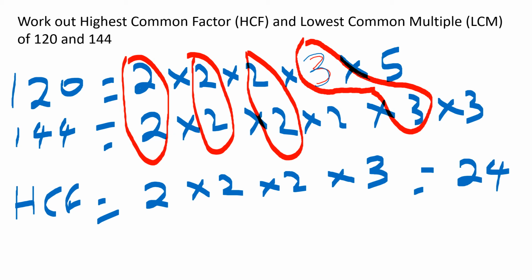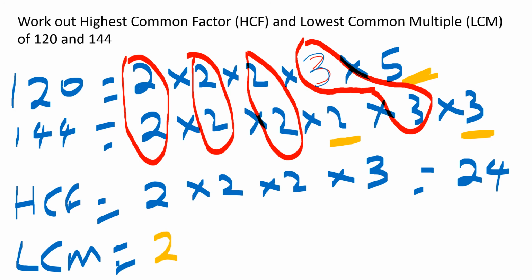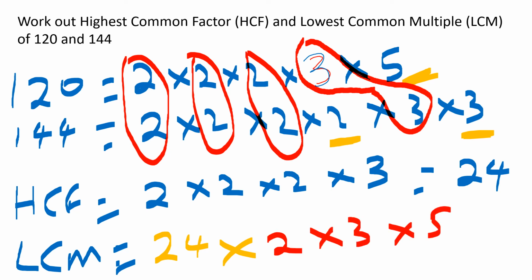Right, now let's look at the LCM. The LCM, lowest common multiple, is the HCF, that's all the pairs, and then the leftovers. These numbers are leftover: we have the 2, we have the 3, and we have the 5. So the HCF, 24, times all the leftover numbers, which is times 2 times 3 and then times 5. If you multiply that together, that will give you 720.